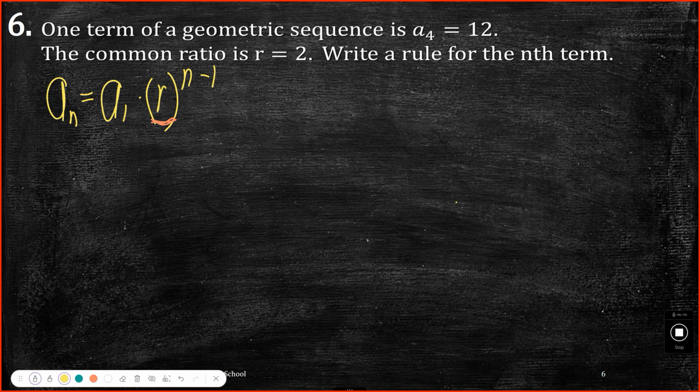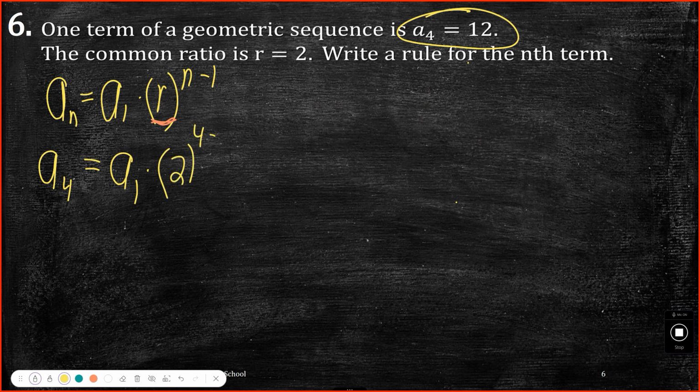All right. If they told you that A4 is this, let's use that. A sub 4 equals, we don't know what A1 is. R is 2. N is 4. Take away 1 has to equal to what? A4 is equal to what? It's equal to 12. Now we only have one, we got A1 to solve for.